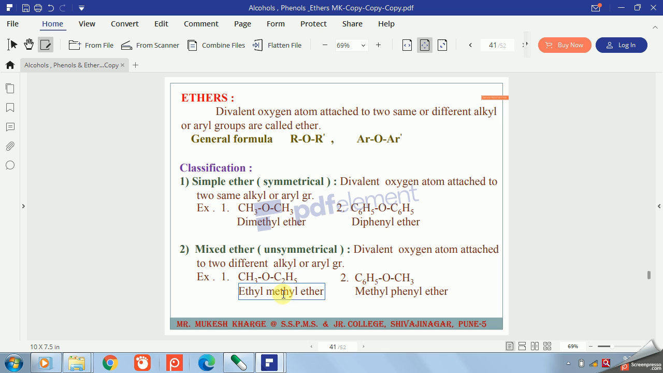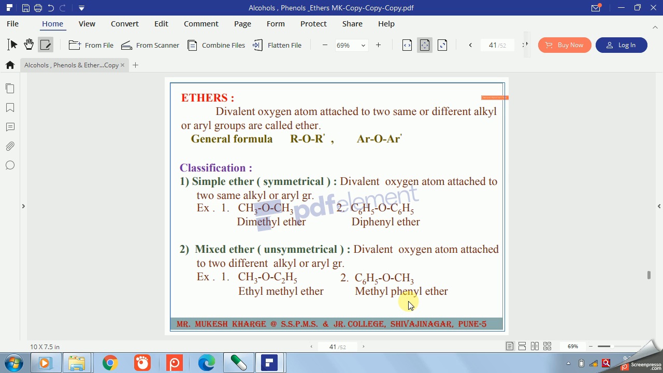Arrange them in their alphabetical order. So what is the name? Ethyl methyl ether. So these two groups attached to oxygen are different. Or here both are alkyl groups. If one is alkyl, another is aryl, alkyl is methyl, aryl is phenyl, so name is methyl phenyl ether. So your compound is C6H5OCH3. So this is about the classification.